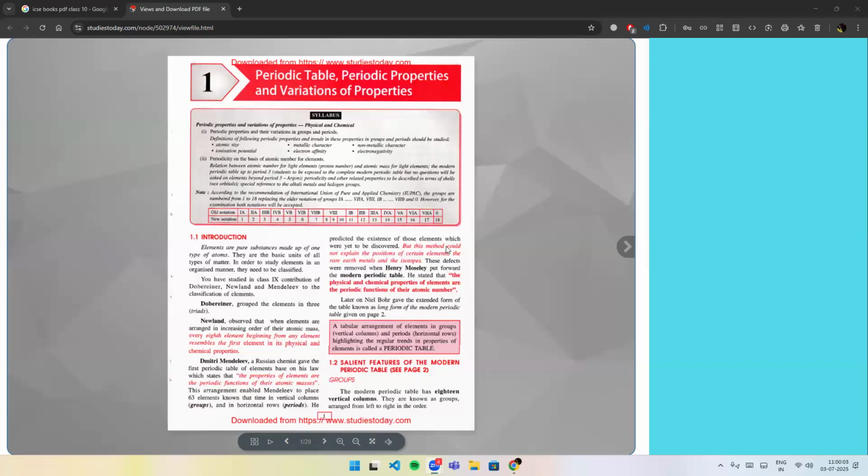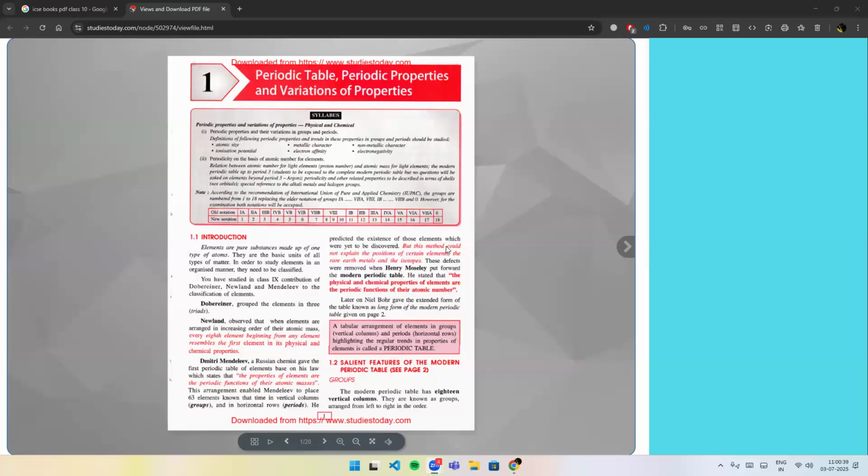These defects were removed when Henry Moseley put forward the modern periodic table. He stated that the physical and chemical properties of elements are the periodic functions of their atomic number. Later on, Niels Bohr gave the extended form of the table, known as the long form of the modern periodic table, given on page 2. A tabular arrangement of elements in groups, which are vertical columns, and periods, that is horizontal rows, highlighting the regular trends in properties of elements is called a periodic table.